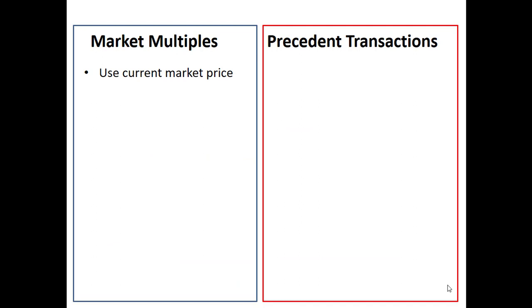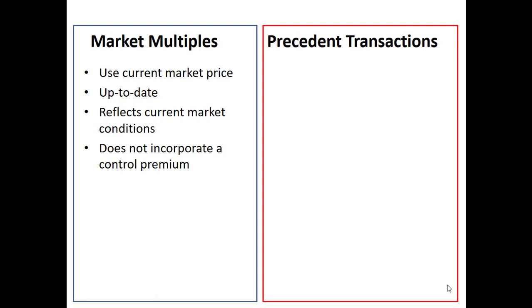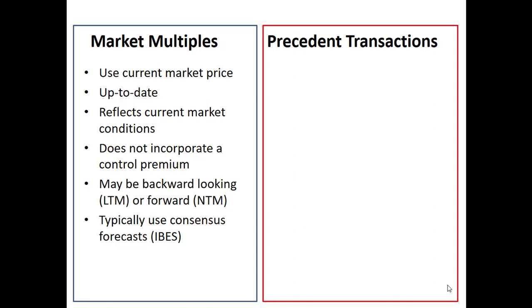So market multiples will use the current market price, which means they're up to date and reflect where the market is today. Market multiples do not incorporate a control premium, meaning they are the price for a single share and not for majority or significant control of a company. They could be backward-looking, in which case we talk about last 12 months, or forward-looking, in which case we will talk about next 12 months.